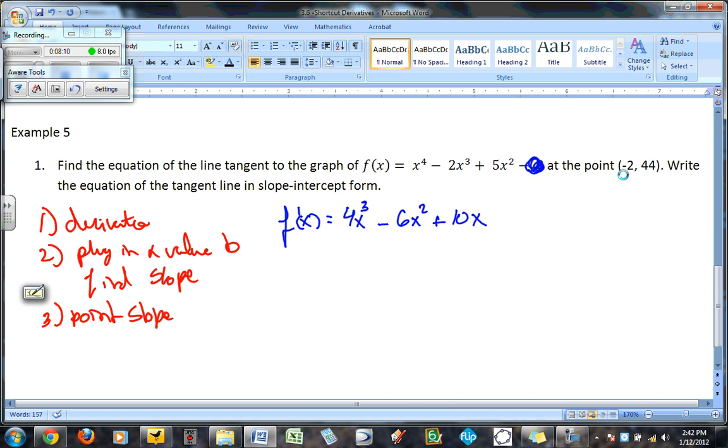They want us to write the equation of the tangent line at this point, negative 2, 44. So we said to plug in the x value to find the slope. So we want to know what the slope of our equation is at negative 2. So let's go ahead and plug negative 2 in anywhere sitting x in the derivative. So we're going to get 4 times negative 2 cubed minus 6 times negative 2 squared plus 10 times negative 2. All right, so negative 2 cubed is a negative 8 times 4 is a negative 32. Negative 2 squared is a positive 4 times 6 is minus 24. And then 10 times a negative 2 is negative 20.